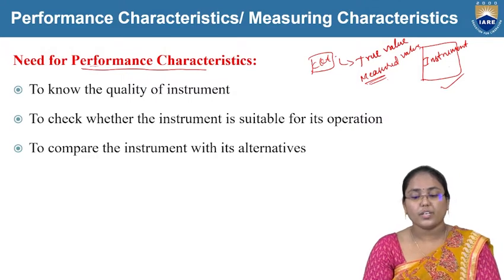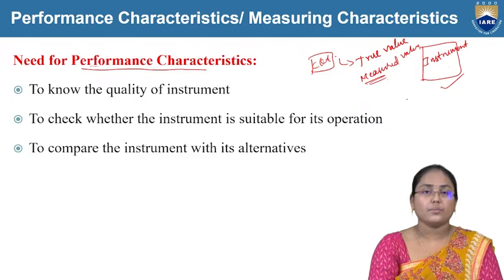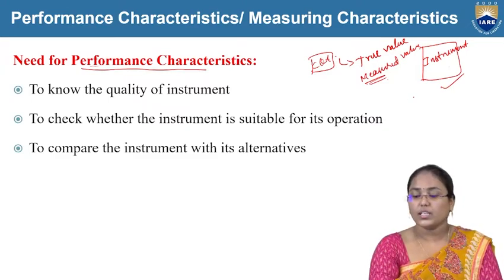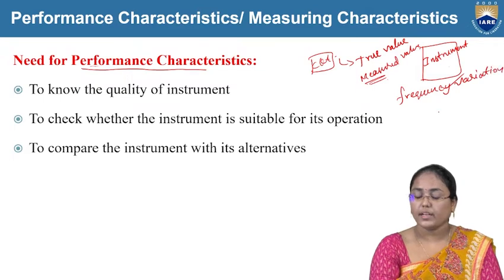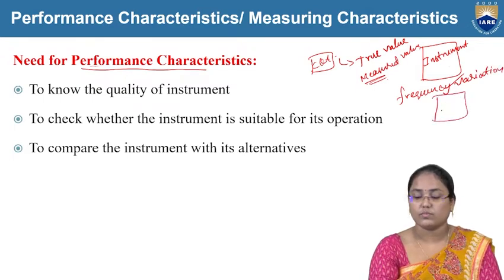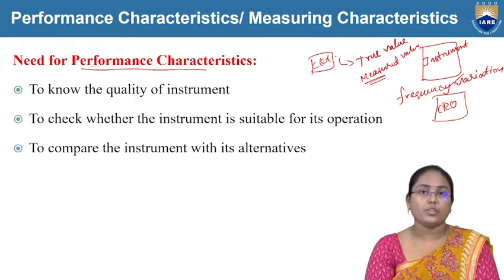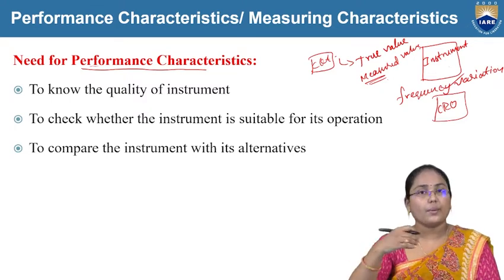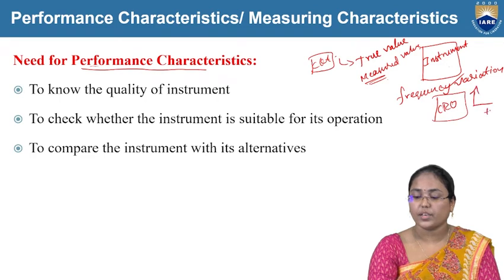Next, to check whether the instrument is suitable for its operation. Now here, we have measured something, and we have to look at its particular output. Now I want to see the frequency variation of a particular signal. At that time, I can use the CRO. Now, by using the CRO, what type of output will I be able to visualize? I'll be able to visualize the signal where the amplitude varies with respect to time. That is, I can see a time versus amplitude graph on this one.